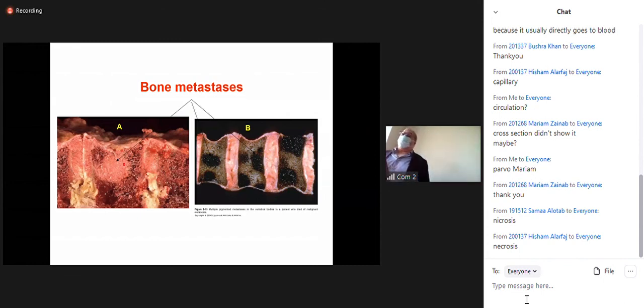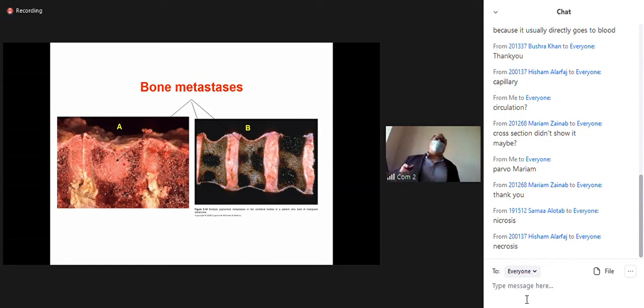Why does it do that? We will see how that happens, except in two conditions or two tumors. The first one is prostatic adenocarcinoma, the most common site to give rise to osteoblastic metastasis to the bone, followed by the breast cancer. Breast cancer, in a small amount of cases, will give rise to osteoblastic metastasis to the bone as well. The majority of cases, breast cancer will give rise to osteolytic metastasis.